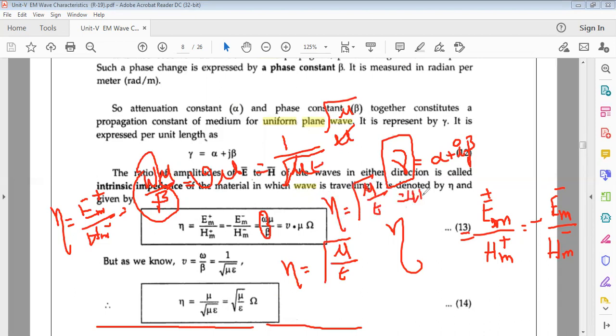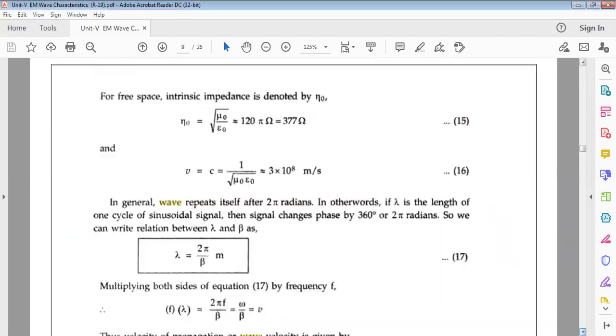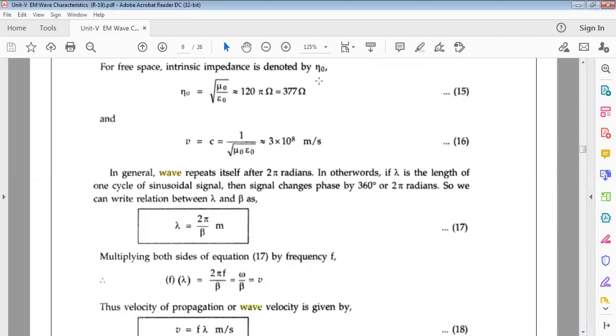Substituting mu as 4 pi into 10 to the power of minus 7, and epsilon as 8.854 into 10 to the power of minus 12, this is equal to 120 pi, or approximately 377 ohms. That is by taking the values of mu naught and epsilon naught in free space, because this is a uniform plane wave in free space only. Eta is equal to root of mu naught by epsilon naught, and V is equal to C, which is 1 by root of mu naught epsilon naught, approximately 3 into 10 to the power of 8 meters per second.